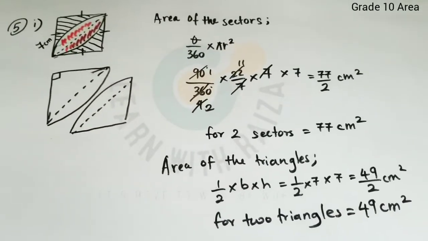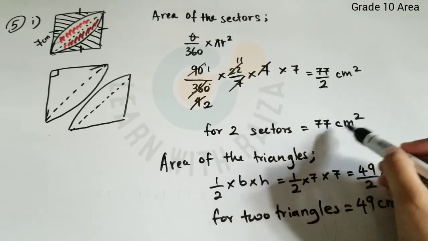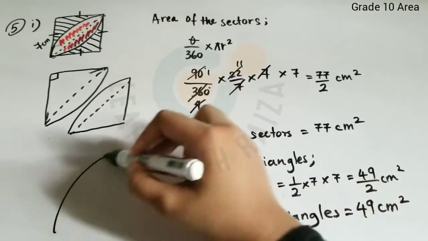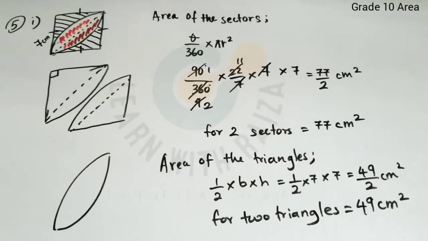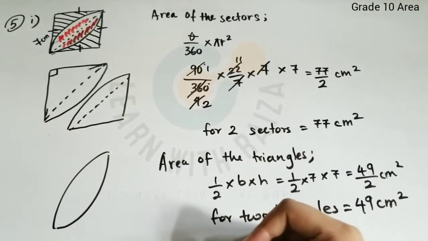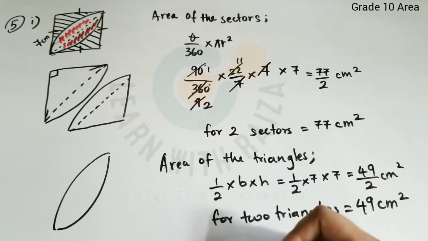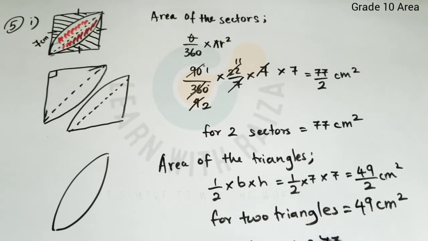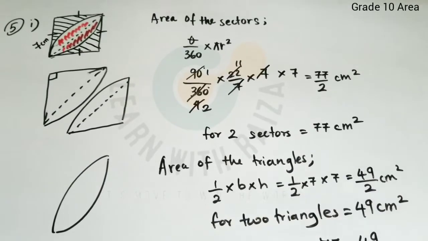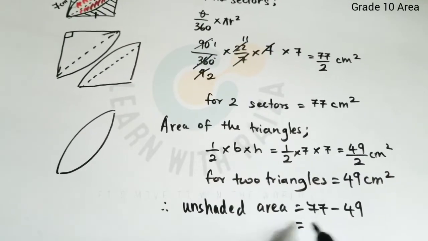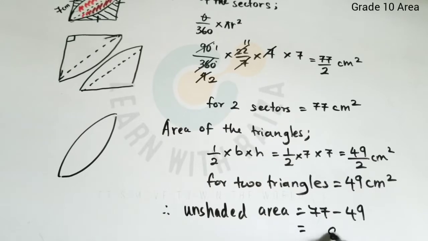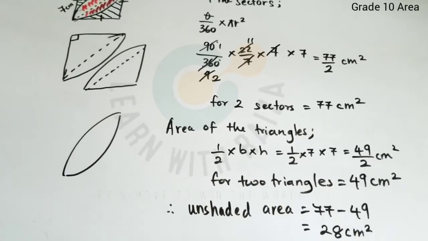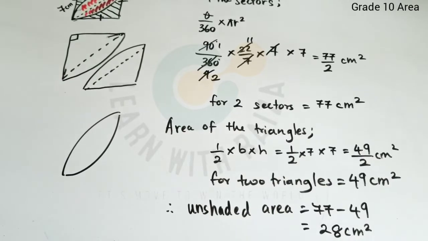Now, from the area of the sectors, you are subtracting the area of the two triangles. Then you are getting this unshaded portion's area. So, therefore, unshaded area equals 77 minus 49. You are getting 28 square centimeter. This is the unshaded portion. But we need to find the shaded portion.